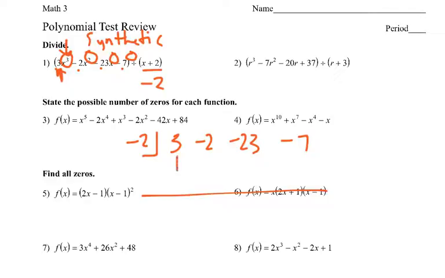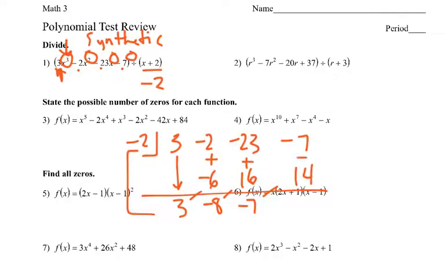Then remember, you take the first one down, then multiply, bring that up here. Negative 2 plus negative 6 is negative 8. Negative 2 times negative 8 is positive 16. Negative 23 plus 16 is going to be a negative 7. Negative 2 times negative 7 gives us a positive 14. Add those together and we get 7.